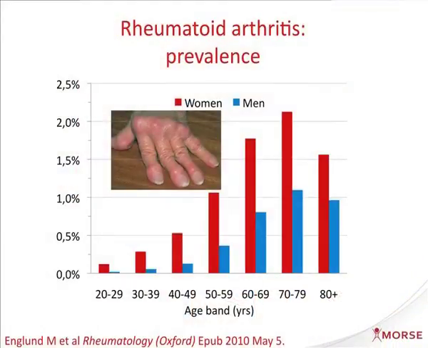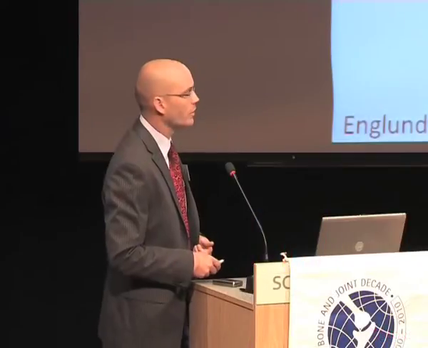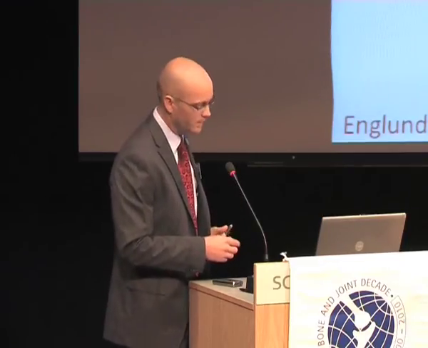This is rheumatoid arthritis, one of the key rheumatologic conditions. This is age on this axis here, and this is the prevalence. You can see that prevalence increases rapidly by age, and it is about twice as common in women. But it drops a little bit in the most elderly here, probably a reflection of the increased mortality with rheumatoid arthritis.